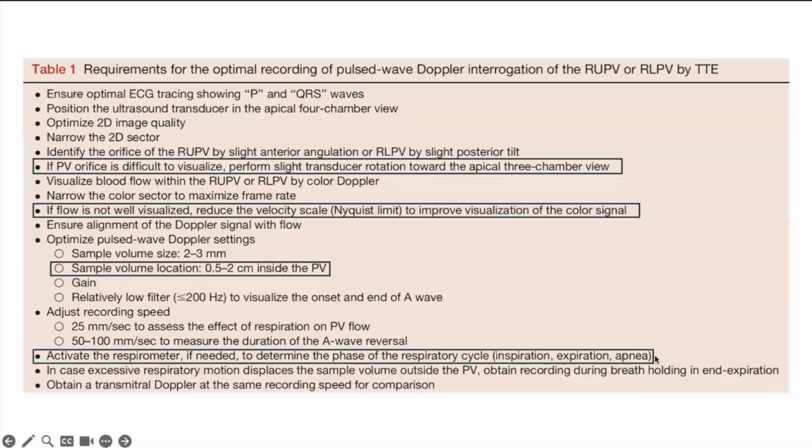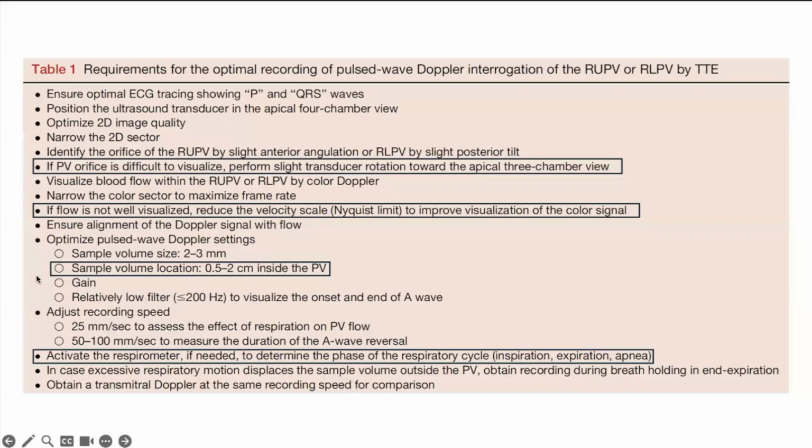The article had a nice way of telling how to acquire these images, and this table, I'm not going to talk about all of it, but I just highlighted 4 main points. If you're trying to get the orifice and you find it difficult to visualize, try to go into apical 3 view and you'll be able to get to the orifice. And if you're trying to visualize the color signal, try to reduce the velocity. So the Nyquist limit, try to reduce it, and you'll have a better color signal.